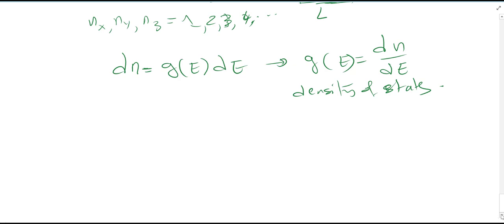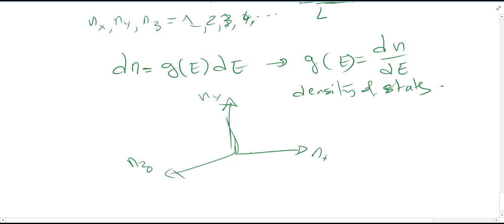So here is how we're going to think about it. Think of a space in which the x-axis is nx, the y-axis is ny, and the z-axis is nz. For a given point in this space, did I put the correct coordinates? Yeah, that's correct. Every given point in this space has coordinates nx, ny, and nz. These are integers.